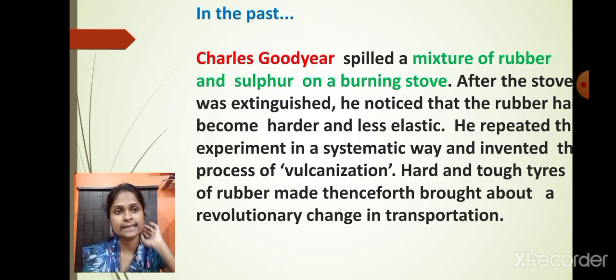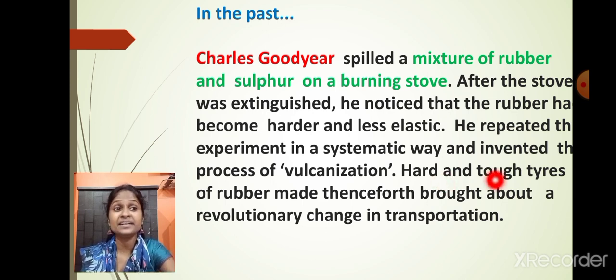Then what did he observe? When the stove was extinguished, he noticed that the rubber had become very hard and less elastic. He repeated the experiment in a systematic way, and then he invented the process of vulcanization. So there are certain inventions which can even happen with the help of an accident. But we need the perception to notice what kind of changes we are actually looking at. So here you can see that Charles Goodyear identified the process of vulcanization.